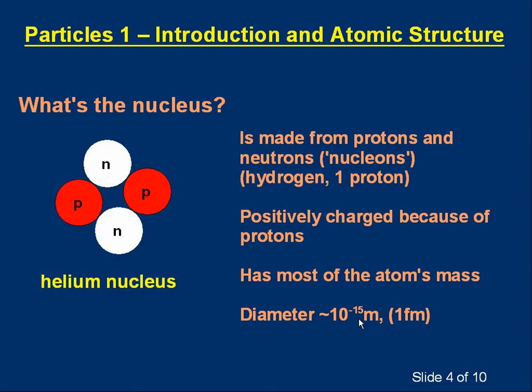We can draw a simple nucleus to have something visual. Here is a helium nucleus. Now this is another thing you should know, you need to remember. You're expected to know that a helium nucleus, which is a very common, very simple nucleus, is 2 neutrons joined to 2 protons. So that's important and should be learned.